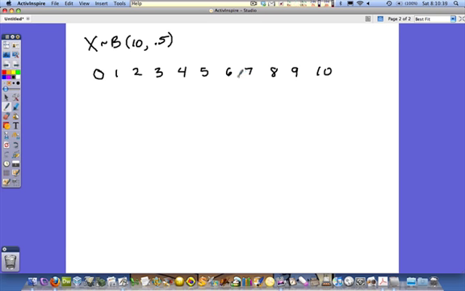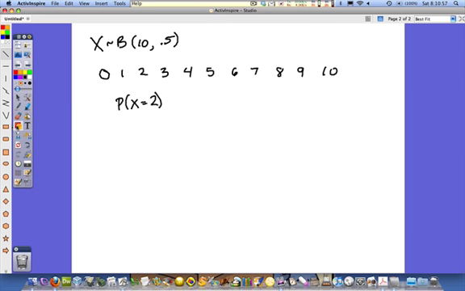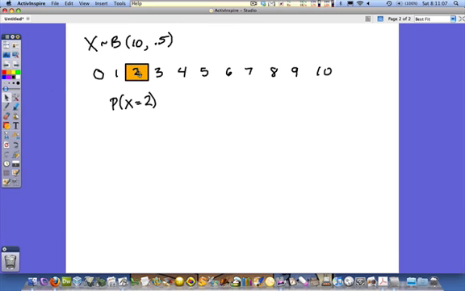Okay? And the way I started was this. Suppose that you're looking for the probability that x is equal to 2. Okay, the first thing you want to do is read that probability statement. Probability x equals 2. And then what you do is go ahead and circle, and I'm going to highlight here because I can do it on the board. I'm going to highlight what that means. The probability that x equals 2 is that one right there.